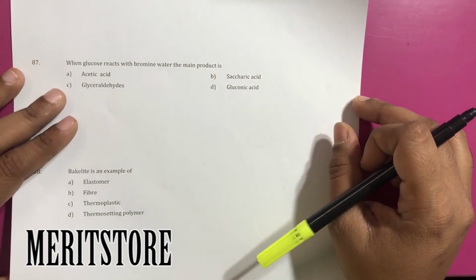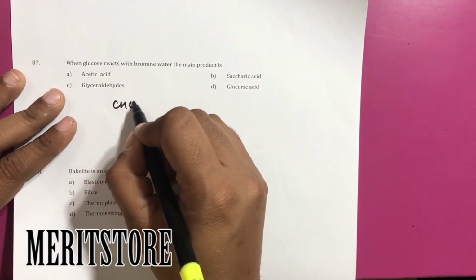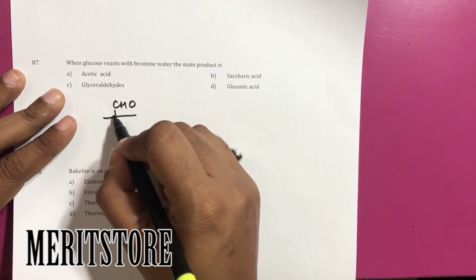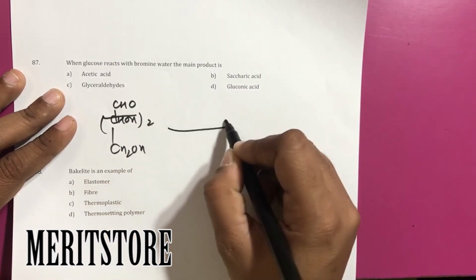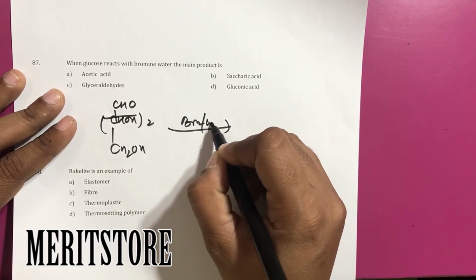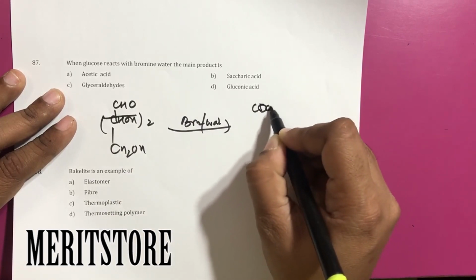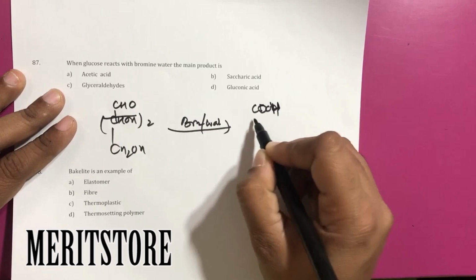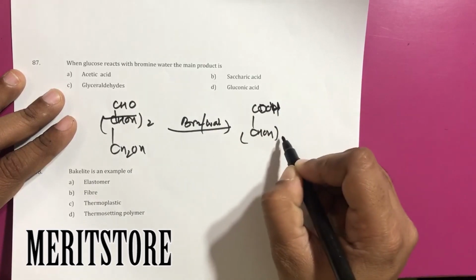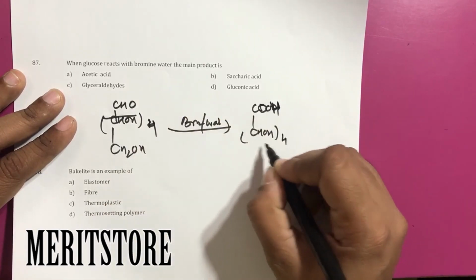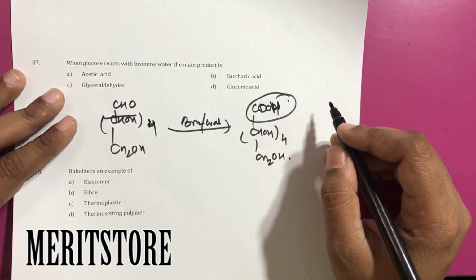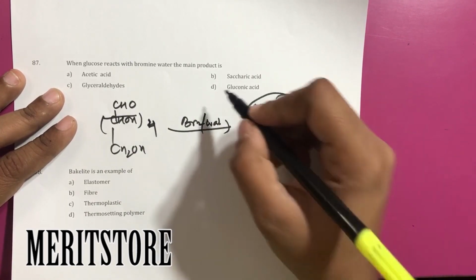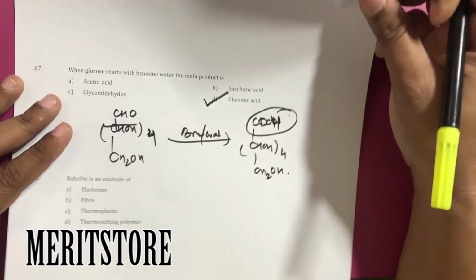When the glucose reacts with bromine water, in the glucose there is aldehyde group, there are two secondary alcoholic group and there is one primary alcoholic group. When it reacts with bromine water, only the aldehyde turns to COOH while the other groups remain as they are. Therefore, this particular acid which we get, that is called as the gluconic acid, option D.